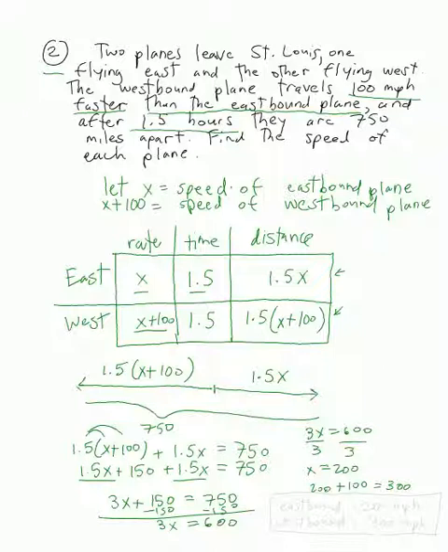So let's go ahead and write down the answer. The eastbound plane goes 200 miles per hour, and the westbound plane goes 300 miles per hour. And that is my solution.